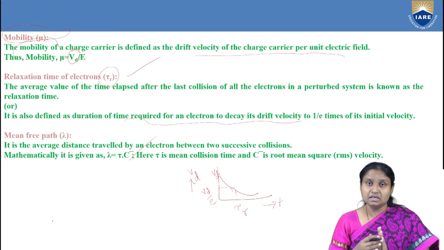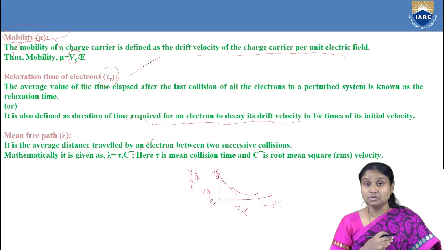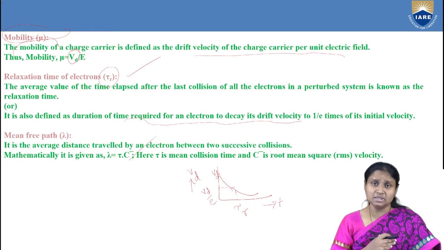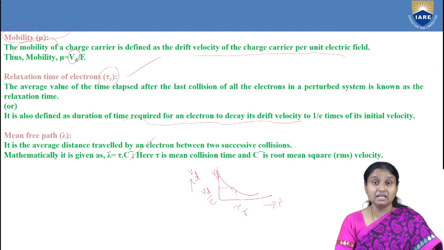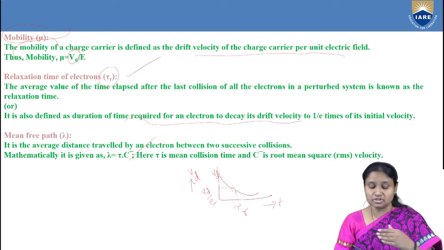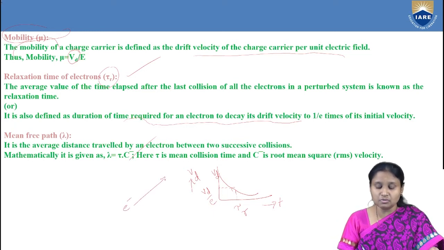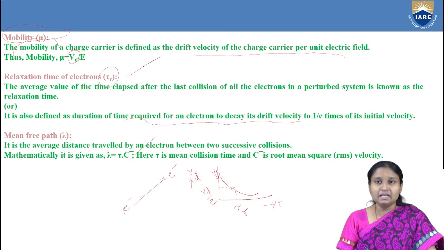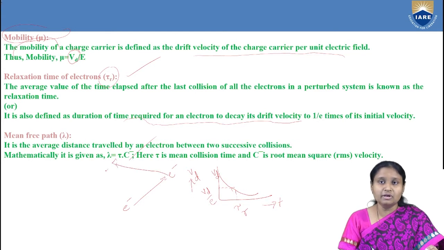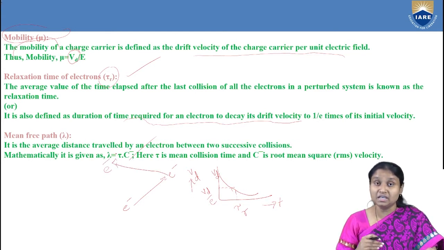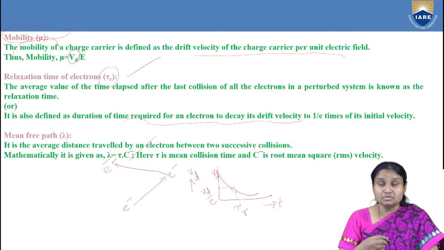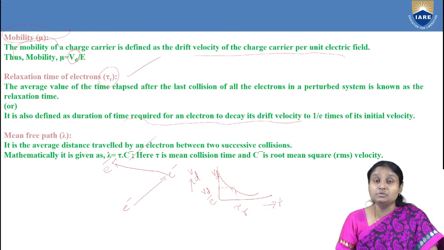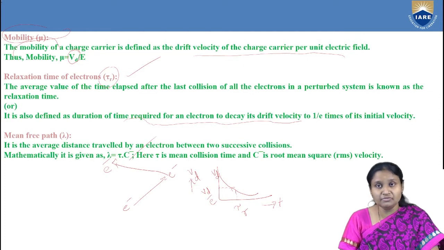So we know that these electrons, when they are behaving as gas molecules, will be moving in all possible directions. So here, what is the average distance traveled by an electron between two successive collisions? Suppose one electron collides with another electron, and then again collides with another. The distance traveled by an electron between two successive collisions is nothing but the mean free path.